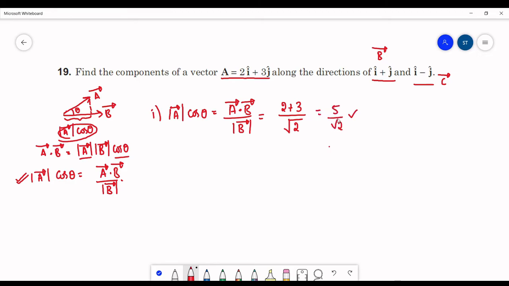Second part, we have to calculate the component of a bar along the direction of c bar. Let us assume here the angle between a bar and c bar is some alpha. So the component will be mod a cos alpha. This will be equal to a bar dot c bar upon mod c bar. So if we take the dot product, i cap's it will be 2, j cap's it will be minus 3, upon the magnitude of c, which will be again root of 1 square plus 1 square, which is root 2. So this will be equal to minus 1 upon root 2. This will be the solution for this question.